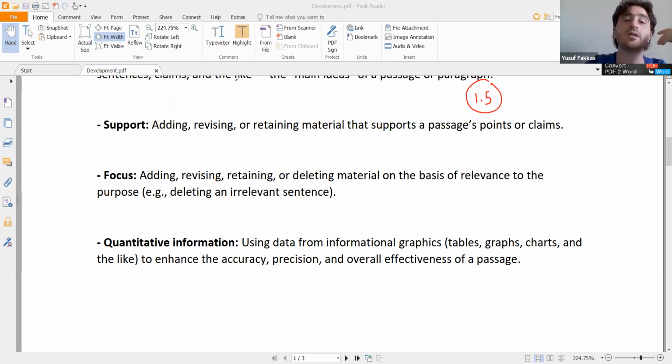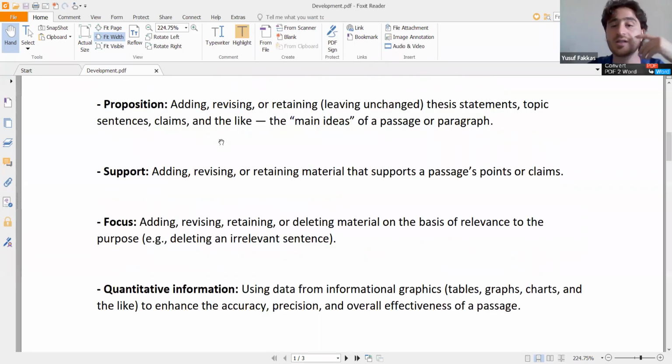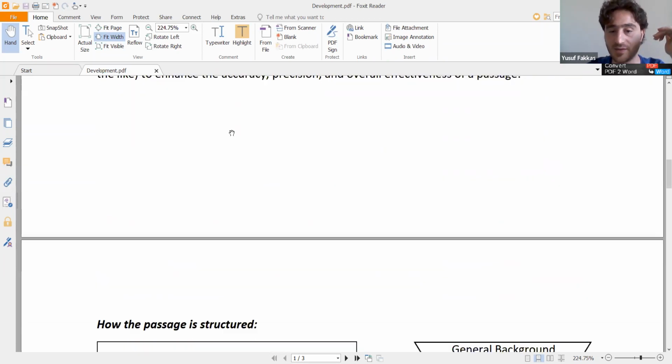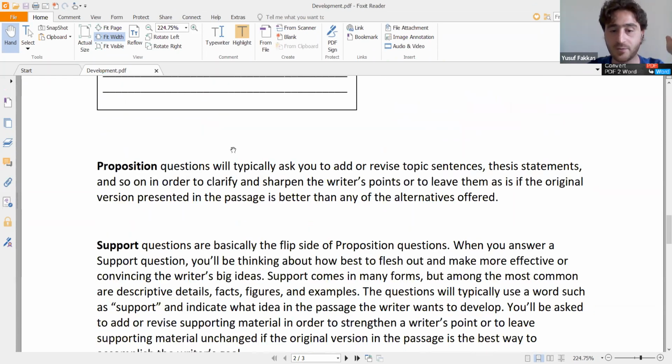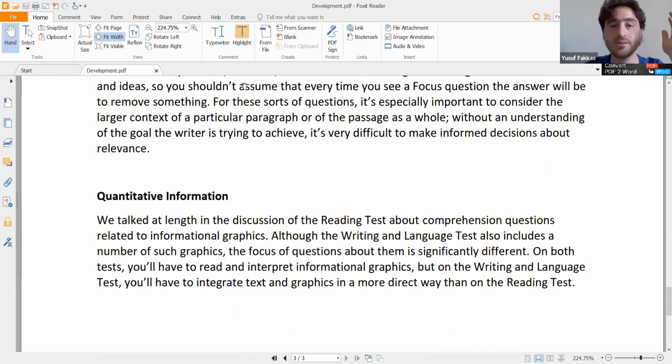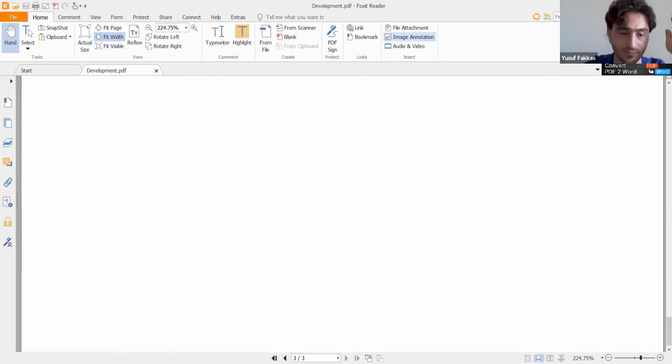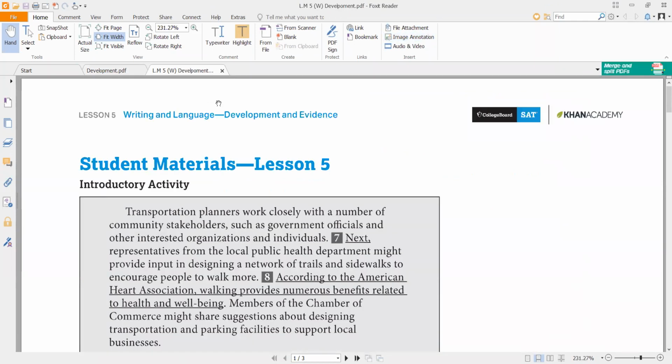Okay, guys, so these are the areas that they ask us about when it comes to development. They ask us about main ideas, they ask us about supporting details, and they ask us about graphs. Okay, that's it for development. Do we have any questions? No. Okay. All right. So now, of course, we need to put that into practice. It's not just about theory.